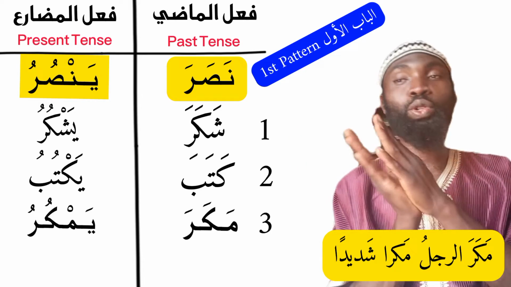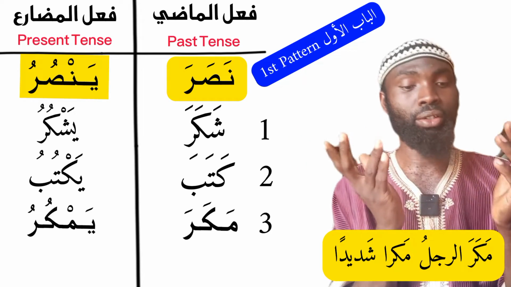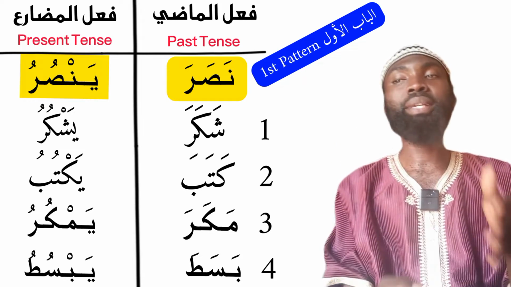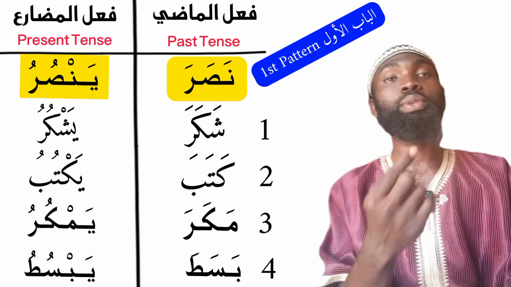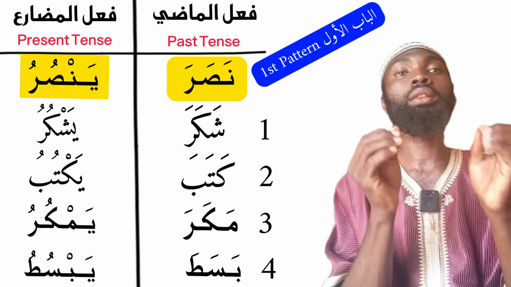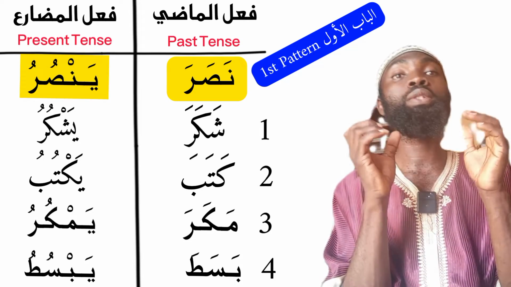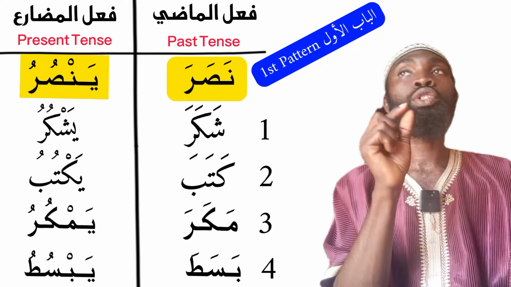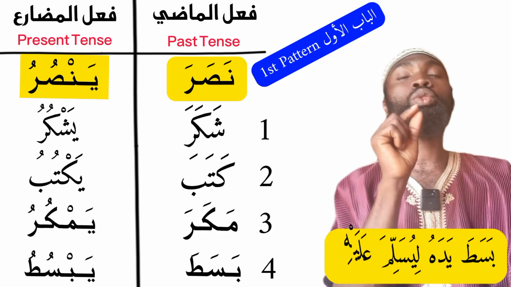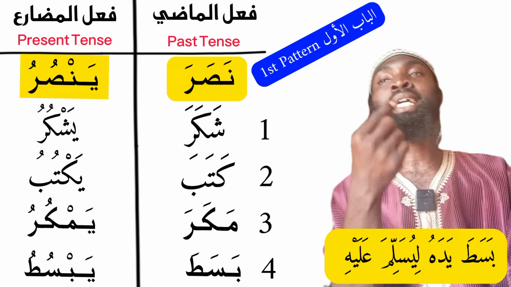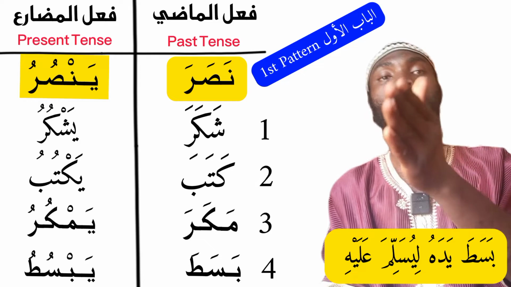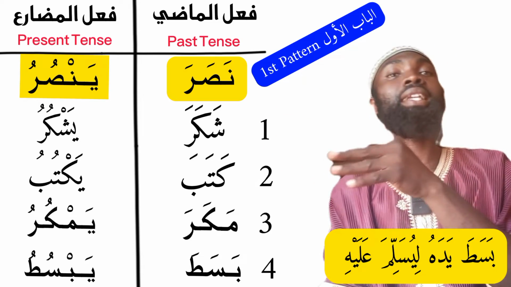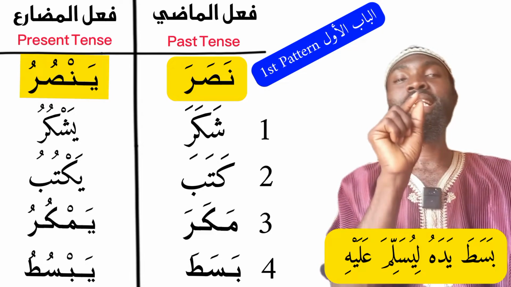The next verb that also falls under this pattern is basata. Basata yabsutu. Basata means to stretch or to spread. That's why we say Allahu al-basitu. Allah is the extender. Allah is the one who gives. He extends his hands of favor. So an example, we can simply say basata yadahu liyusallima alayhi. He stretched forth his hand in order to greet. So basata yabsutu.